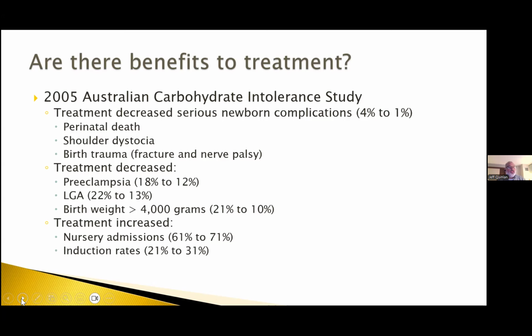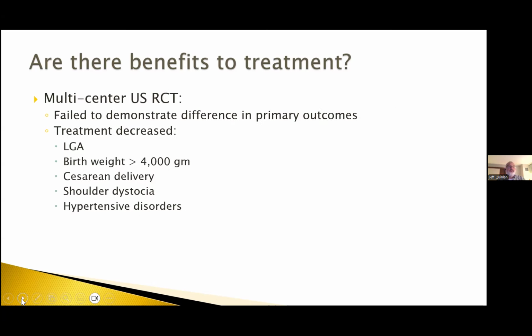They also demonstrated that there was a decreased risk of preeclampsia, about a 6% decrease, and then about a 9% decrease in large for gestational age infants, and similarly an 11% decrease in birth weight greater than 4,000 grams. There were a couple things that increased in the treatment group, and so I thought it'd be important to note those, and that includes the number of infants that were admitted to the nursery increased from 61% to 71%, and their induction rates also increased from 21% to 31%.